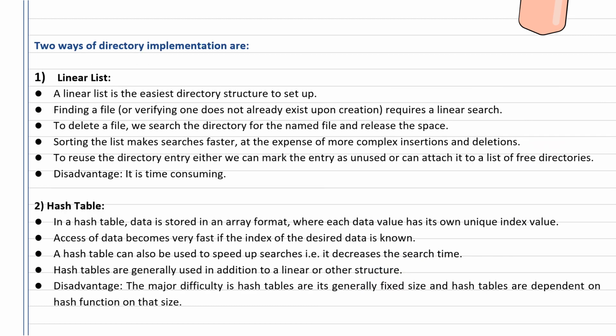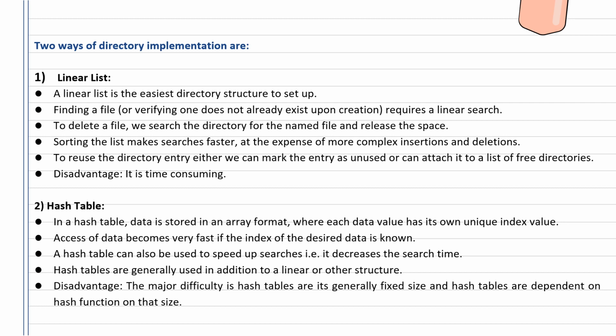Two prominent ways of directory implementation are: the first one being linear list. A linear list is the easiest directory to set up, and it requires a linear search for finding a file. In order to delete a file, we search the directory for the file name and then release the space. Also, sorting the list makes searches faster, however, at the expense of more complex insertions and deletions. And to reuse the directory entry, either we can mark the entry as unused or attach it to a list of free directories. The disadvantage of this implementation technique is it is time consuming.